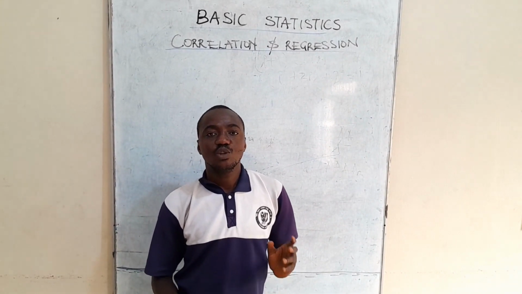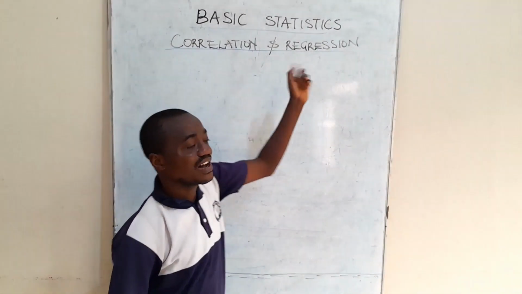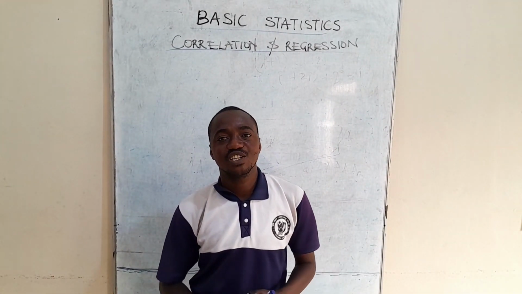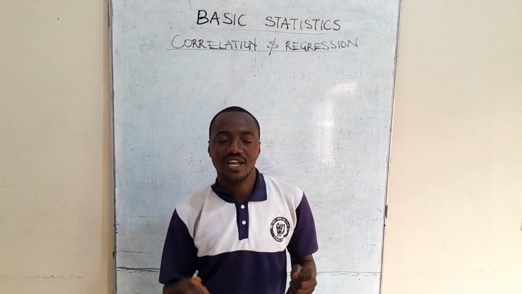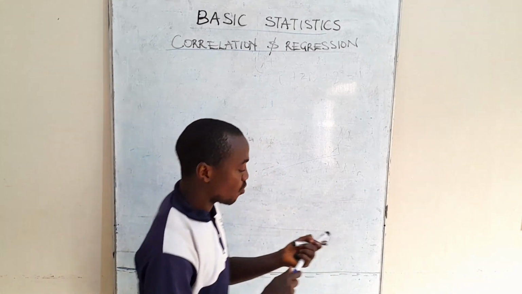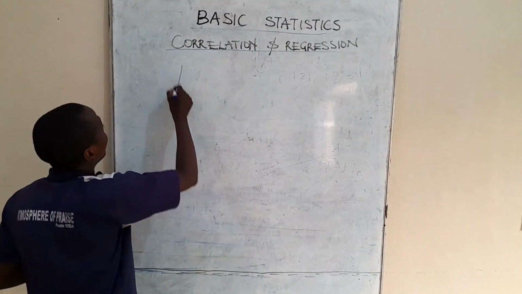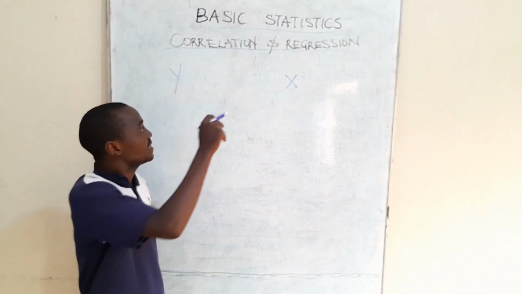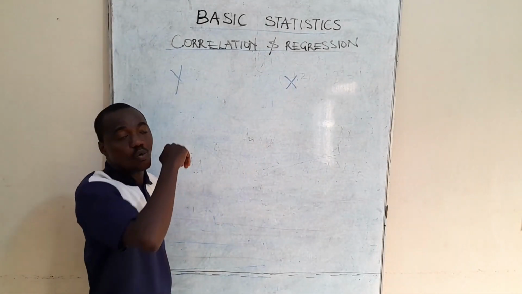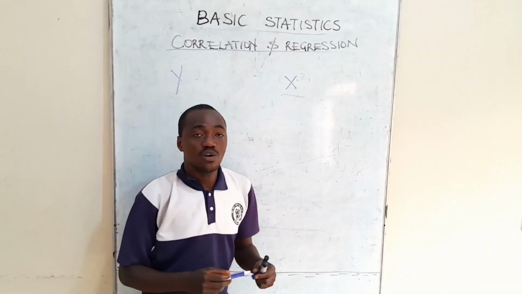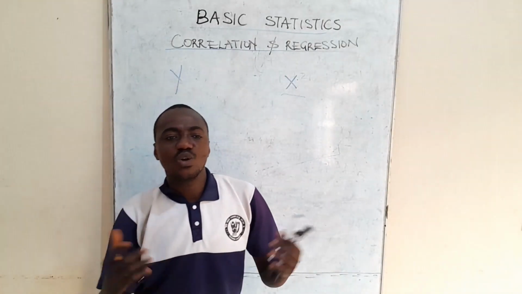In this class, we'll be talking about correlation and regression. So what is correlation? Correlation is when you want to find a relationship between two quantitative data. Let's say I have y, and I have x. So x must be quantitative and y must be quantitative. If I want to find whether there is a relationship between y and x, we make use of a correlation.